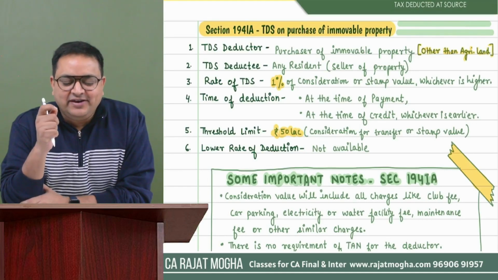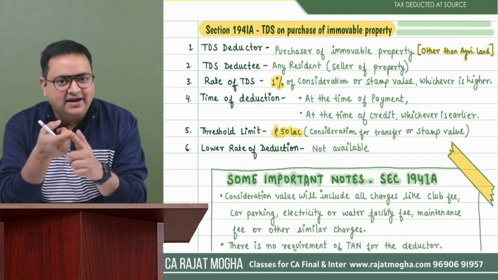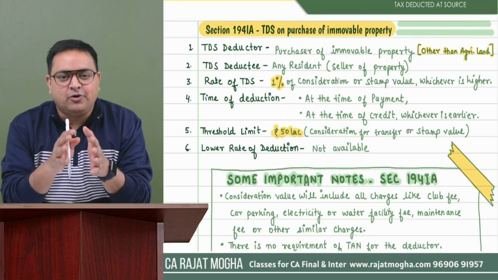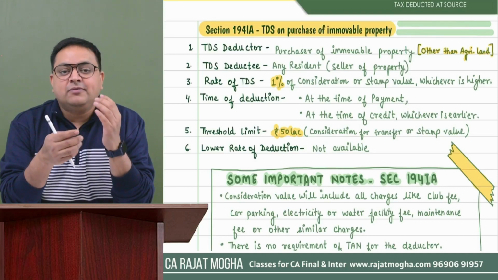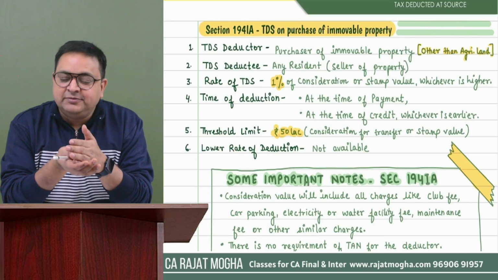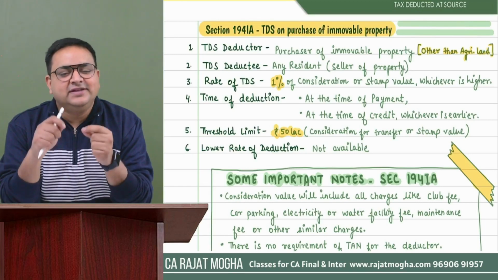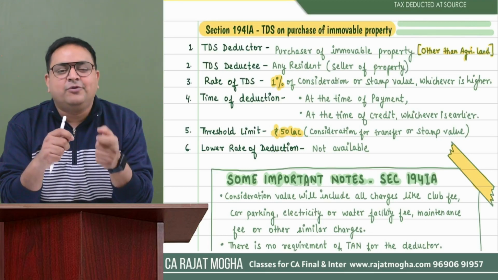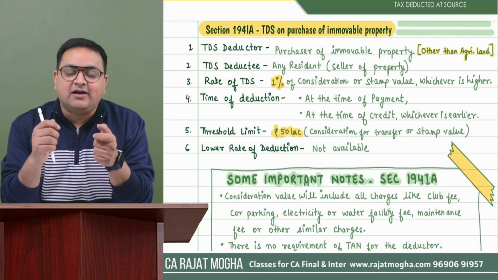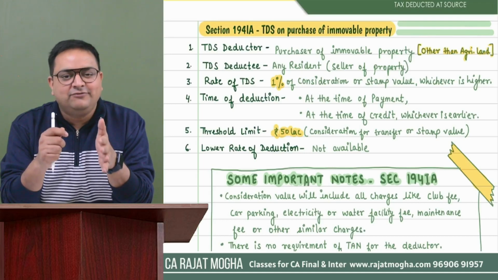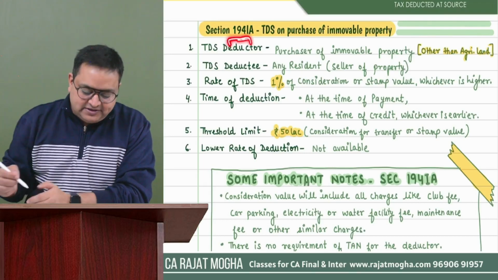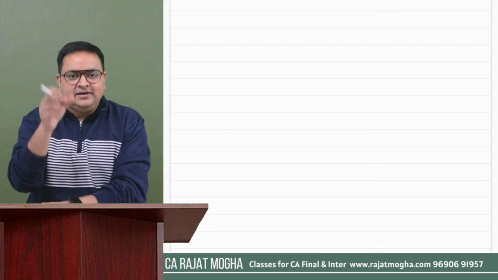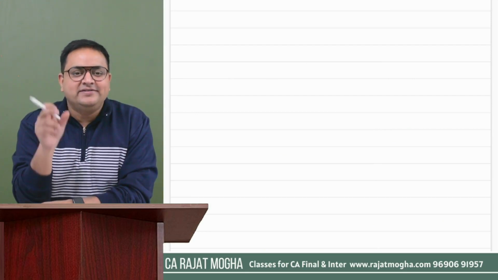194IA says whenever you purchase a property, you purchase a land, or you purchase a building, or you purchase both. Whenever you purchase any property, you are a buyer. So whether you are purchasing it for your business purpose, profession purpose, or even for your personal purpose, then also you have to deduct TDS at a rate of 1% if the value of the property is more than rupees 50 lakh. If the value of the property is more than 50 lakh, then this section will come into picture. This section imposes the responsibility, this section imposes the obligation on the buyer.